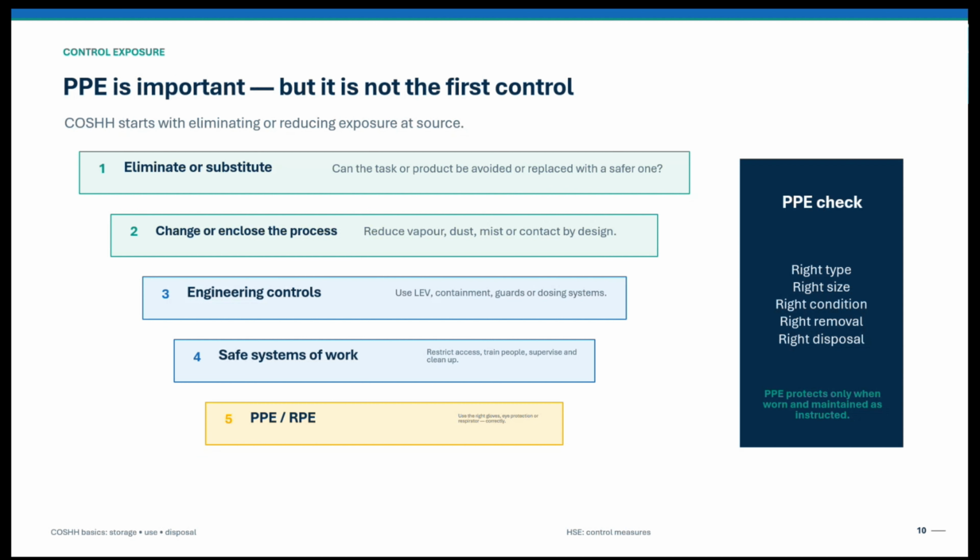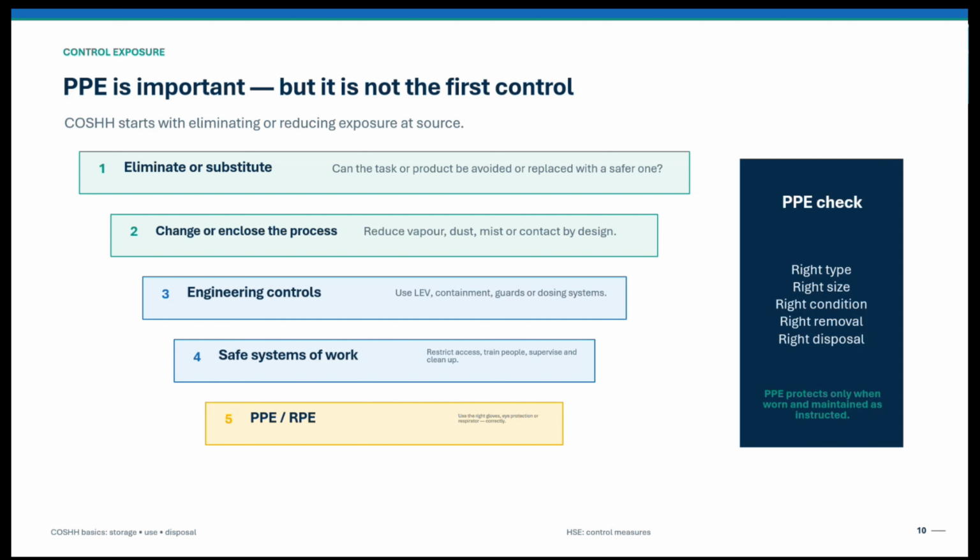So PPE is important, but it's not the first control. COSHH starts with eliminating or reducing exposure at its source. Here's what we have: a hierarchy of control. To eliminate or substitute would be your first route of call.